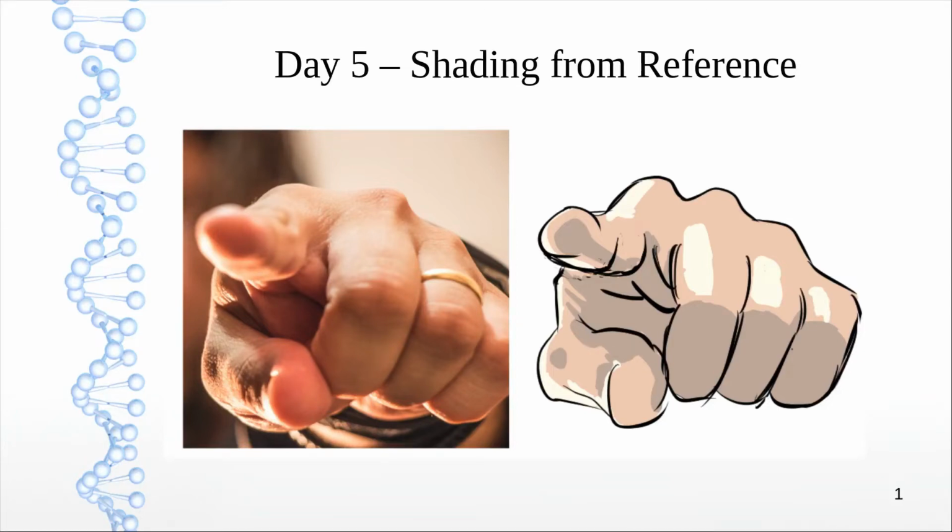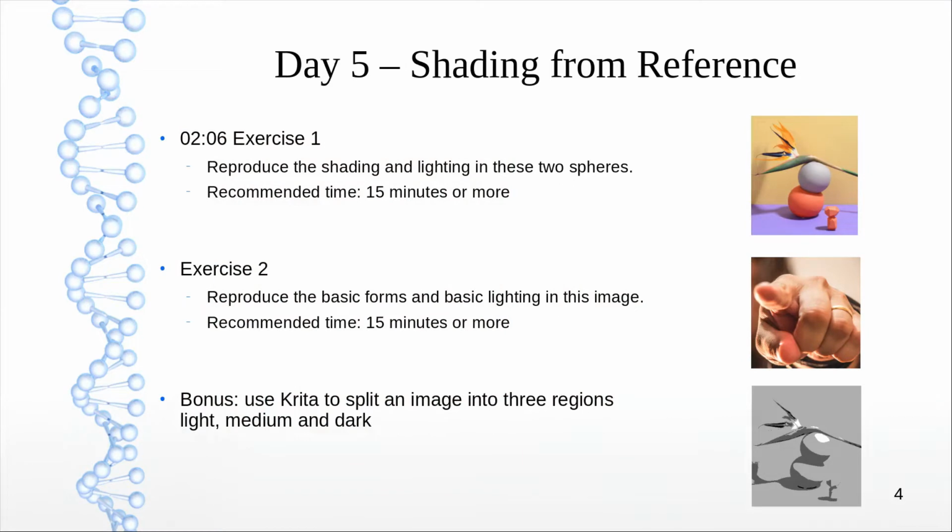Welcome to day 5. In this exercise we're going to learn a little bit more about shading and highlighting. We already learned how to shade basic forms in a very simple situation, but in most situations the lighting is much more complex and depends on all sorts of factors like how many and what kind of light sources there are in the scene, what kind of materials the objects you're drawing have, what kind of surfaces, and how the light bounces around between objects.